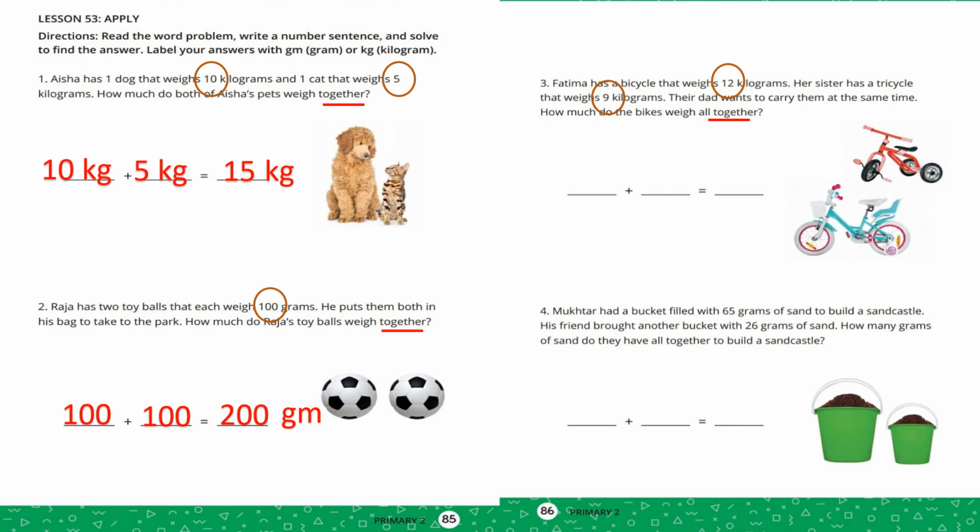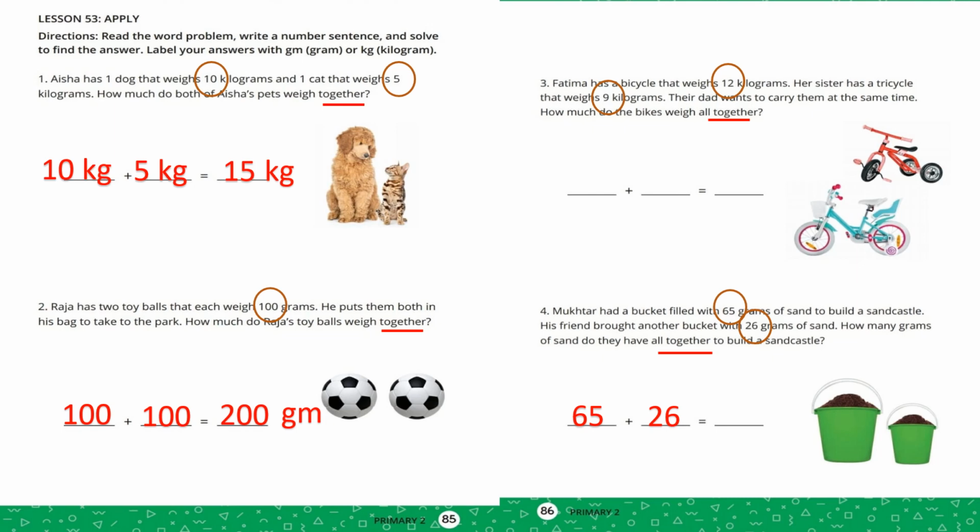Number 4. Mukhtar had a bucket filled with 65 grams of sand to build a sand castle. His friend brought another bucket with 26 grams of sand. How many grams of sand do they have all together to build a sand castle? First, make a circle around the numbers, underline the keyword. The keyword here, all together, it means a plus. Then we write 65 plus 26.